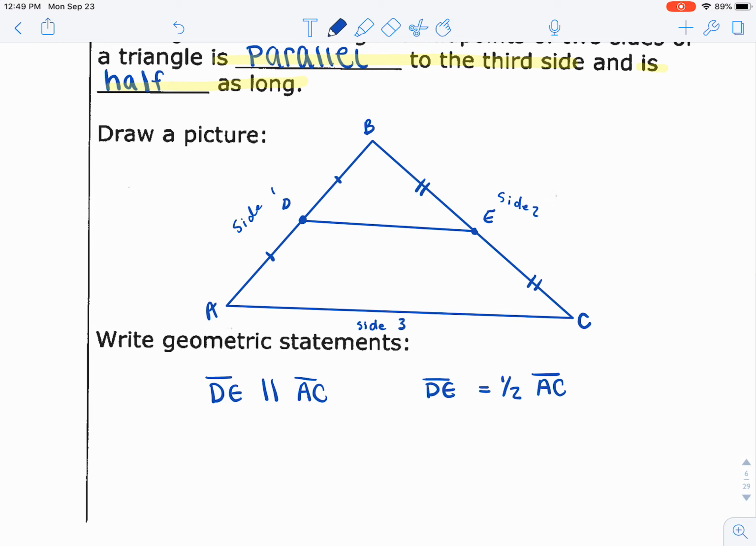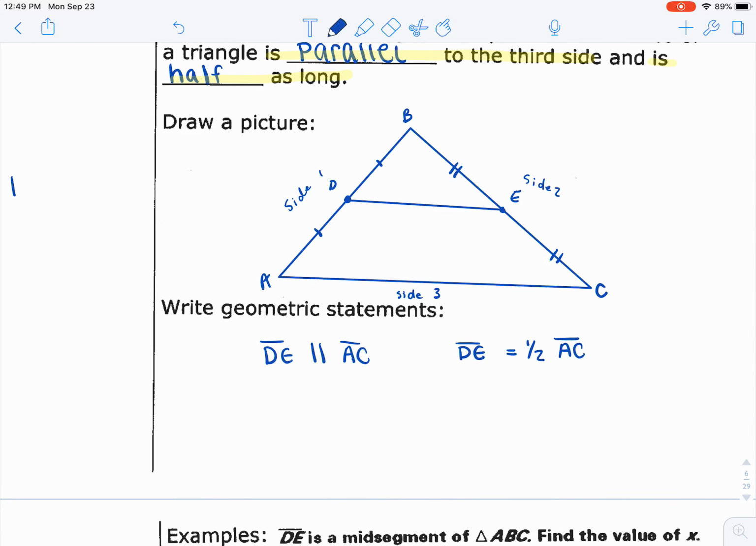Now, one way that students prefer to look at this, one way that's a lot easier to look at this, is if you're not comfortable with halving. Remember, half means times 1/2. You might be comfortable with doubling. Doubling means times 2.